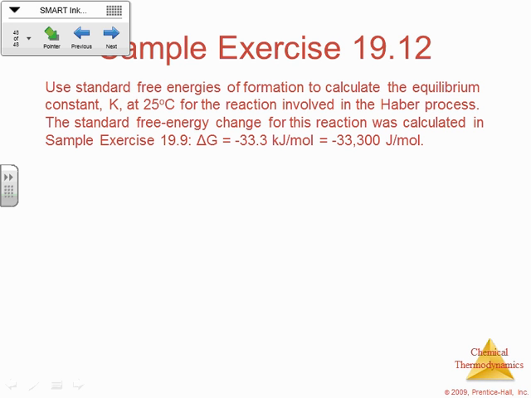Use standard free energies of formation to calculate the equilibrium constant K at 25 degrees Celsius for the reaction involved in the Haber process. Well, we just talked about the Haber process, so that's N2 plus 3H2 yields 2NH3. Okay, so there's the Haber process. And we already calculated the standard free energy change for this reaction. It's negative 33.3 kilojoules per mole, and also negative 33,300 joules per mole, which could come in handy because we have R in this equation. So they're being nice here.